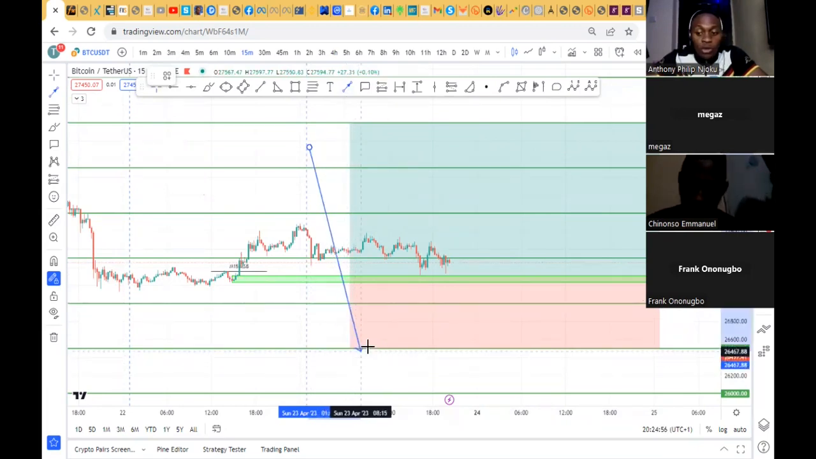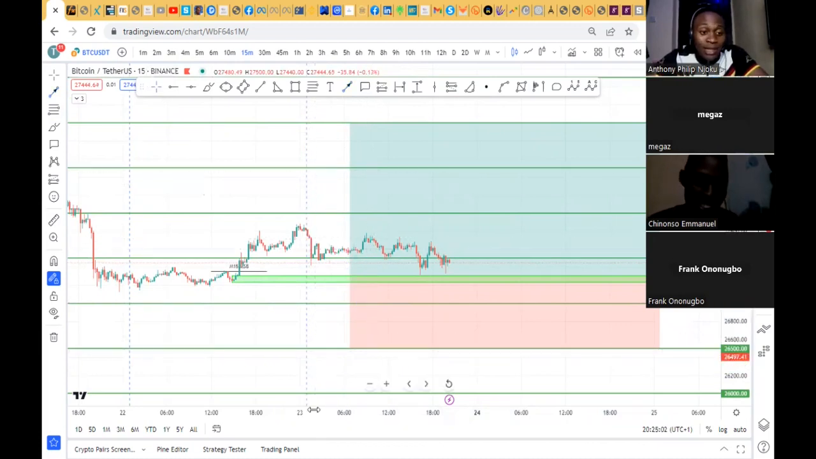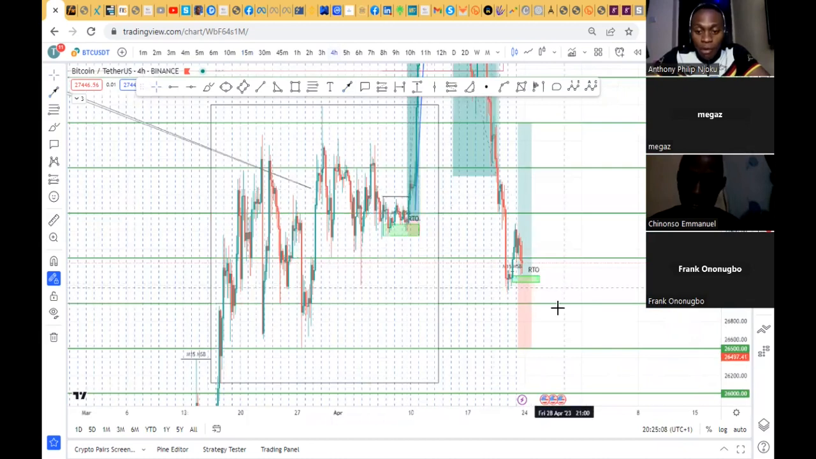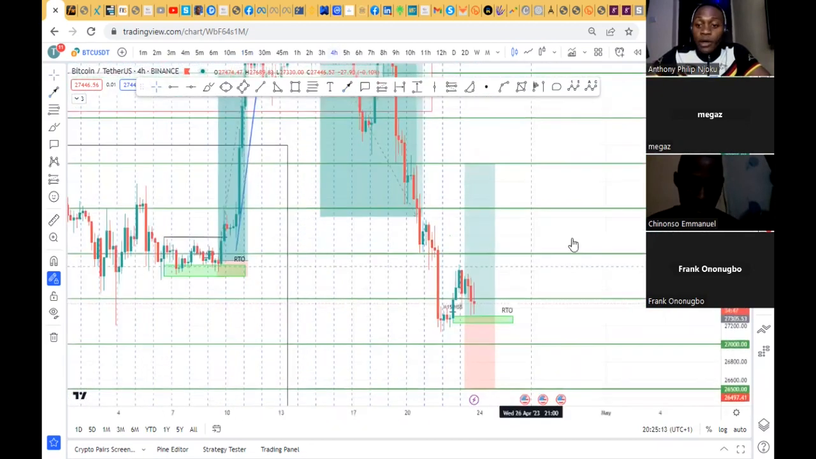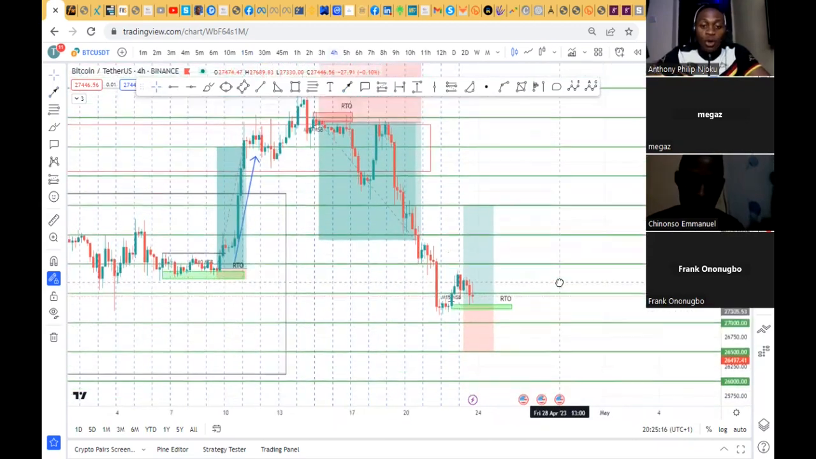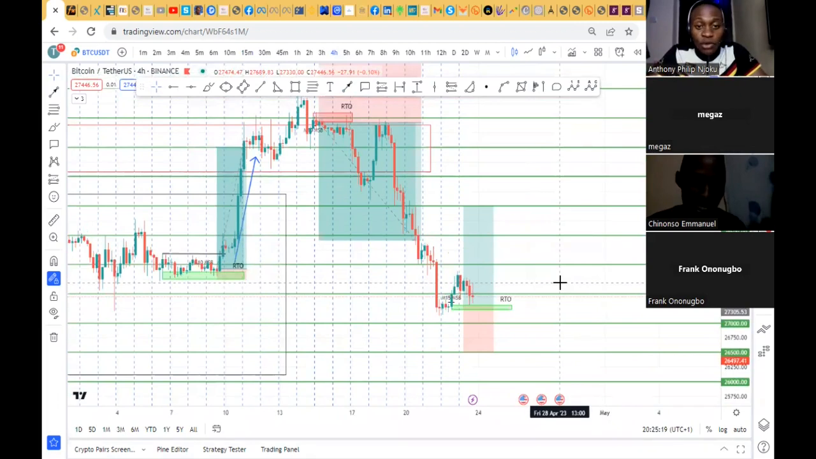But 26,500, I don't see it going there anytime soon. But you know, the market is reactive, not predictive. Apply caution, apply proper risk management when trading the market. Risk disclaimer: past result does not predict future results as well. So this is all I have to share with you guys today.